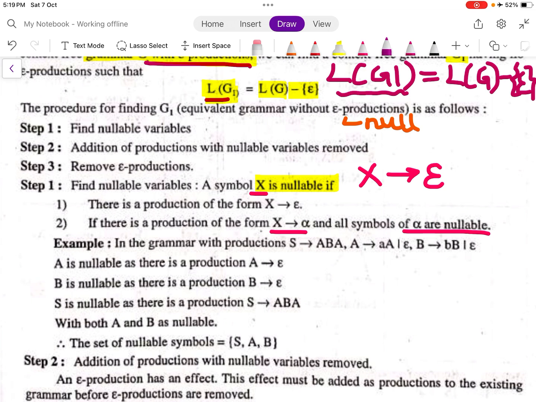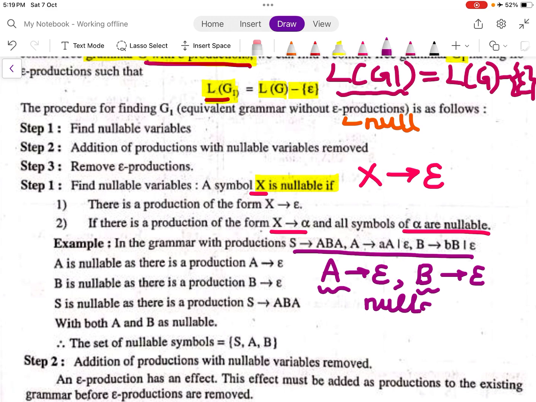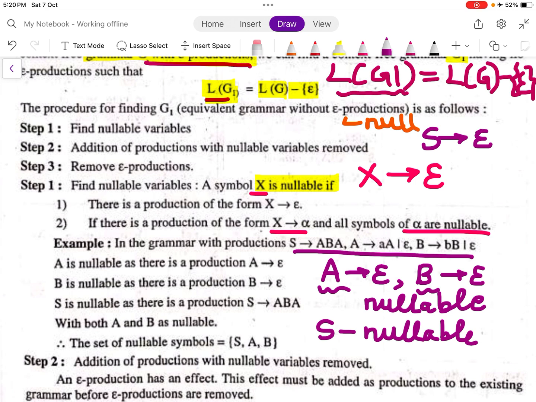For example, let's see an example to get a clear picture. You have been given these productions. So in this, what you see, A can be replaced with epsilon, B can be replaced with epsilon. Therefore, we say that A and B are nullable. Because A and B are nullable, even S is nullable. Why? Because S has ABA, that means S can also be replaced with epsilon, because A can be replaced with epsilon and B can be replaced with epsilon. So we say S is also nullable.